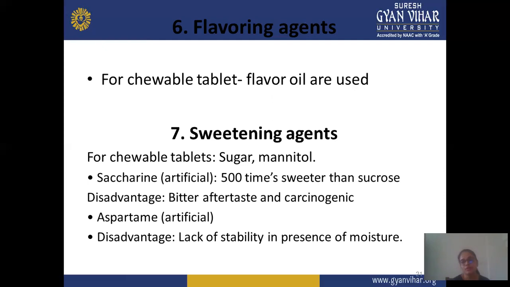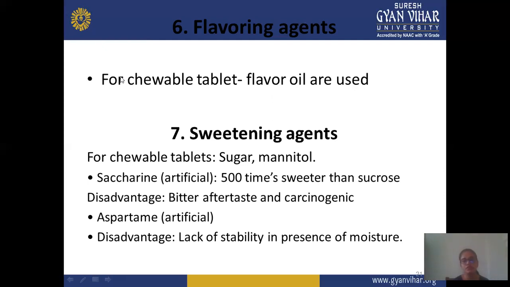Next, the last excipient is the sweetening agent. It is not necessary to use a sweetening agent in all tablets, but if you prepare a chewable tablet, or want to overcome a bad taste, or prepare a tablet with a good taste, in such conditions use a sweetening agent. The amount is specific. It should have a specific concentration, and is even in an FDA approval list.